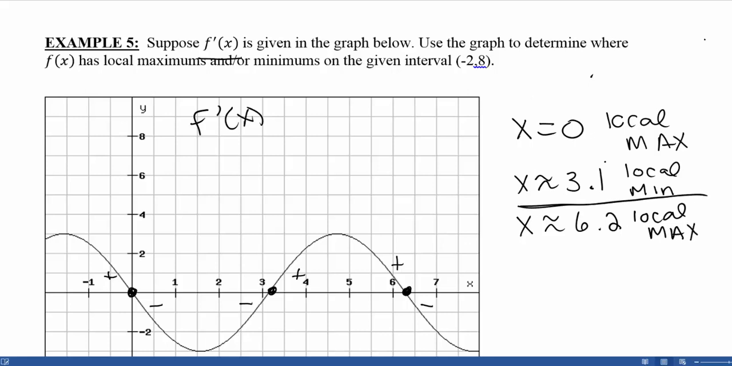So we are able to determine whether or not these critical points are local maximums and minimums by again looking at how our first derivative changes sign. And as a reminder, the sign of the first derivative on a graph is based on whether the function is above or below the x-axis. Now let's take a look at a table.